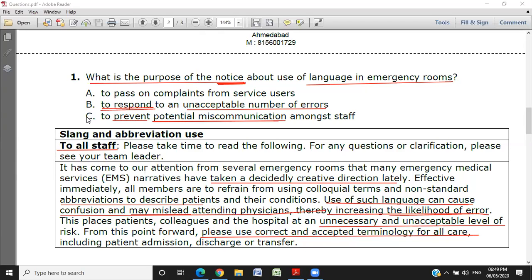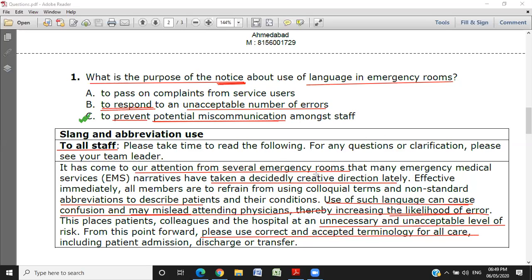And to respond is wrong because the errors have not yet happened. The text is not saying that there have been many errors happening. They have mentioned that it has come to our attention from several emergency rooms. But that is about the type of language, not about the errors that have already happened.